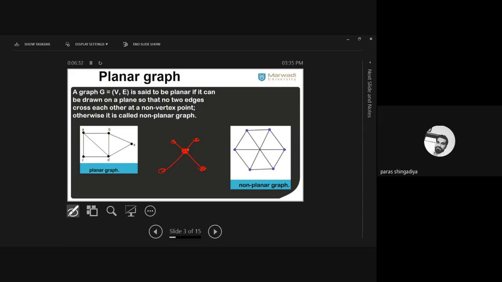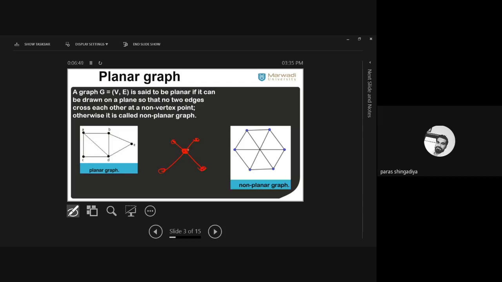I just consider one vertex at that place. Okay, and now it has 5 vertex with 4 edges. So there is no cross between any edges. Clear? There is no cross between any edges in this graph. Is it clear? What is the meaning of non-vertex place?